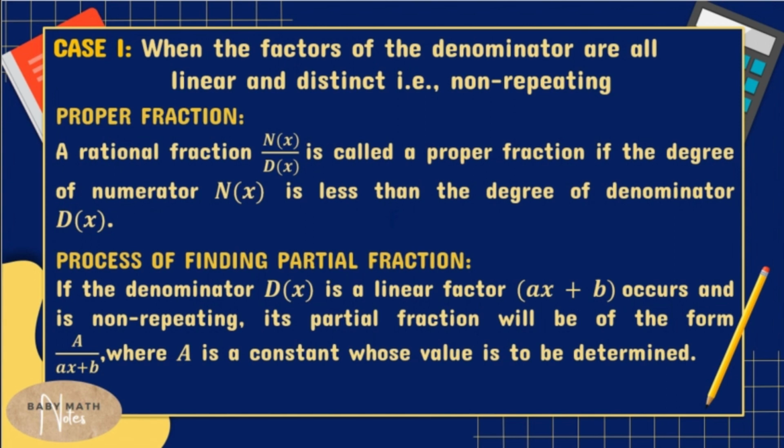Kapag, ang sabi dito, proper fraction dapat, pag sinabi nating proper fraction, ang degree ng numerator ay mas mababa sa degree ng denominator. And then, yung process in finding partial fraction, kapag linear factor yung nasa denominator natin, yun ay case 1. Ayan. So, let us have an example.